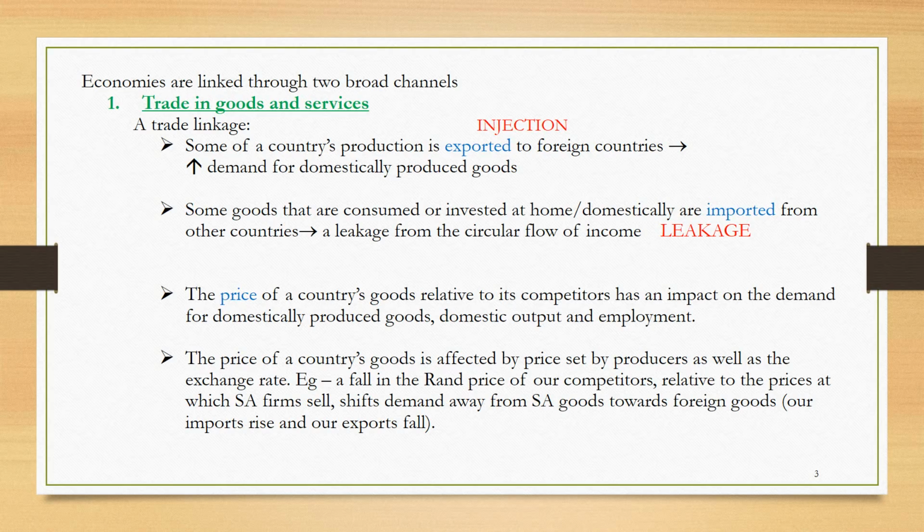So the price of a country's goods relative to its competitors has an impact on, obviously, the demand for our domestically produced goods. But it's not only the price charged by local producers that affects that competitiveness, but the exchange rate does as well. If, for instance, there's a depreciation of the rand, say, relative to the US dollar, that's going to make our imports from the US more expensive. So when the rand depreciates, it's more expensive for us to import from America, but our exports to Americans become cheaper as a result of that depreciation.